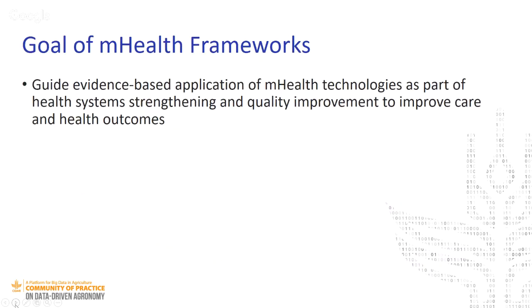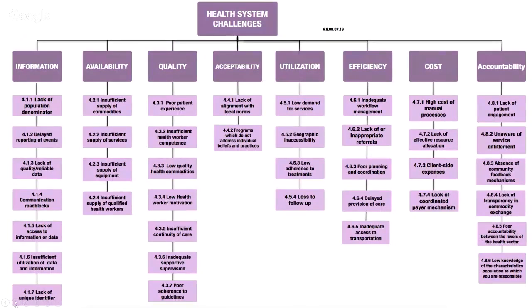And so the goal of these was really to think about digital tools from a health system strengthening point of view to really improve the quality of care and outcomes in the health sector. And so one of the first things that was done in efforts from organizations such as the World Health Organization and Johns Hopkins University, along with UNICEF, was to map out what are the core challenges within the health system. And so you can see the result of that work here across these different pieces. So information, availability, quality, acceptability, utilization, efficiency, cost, and accountability.